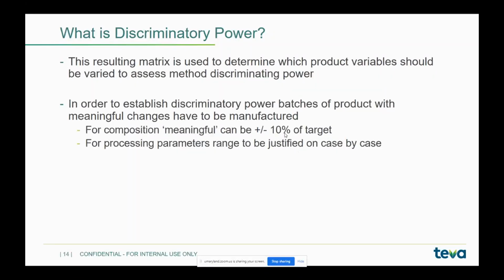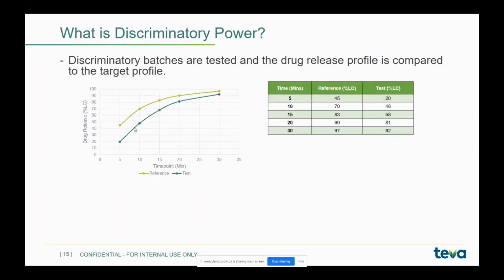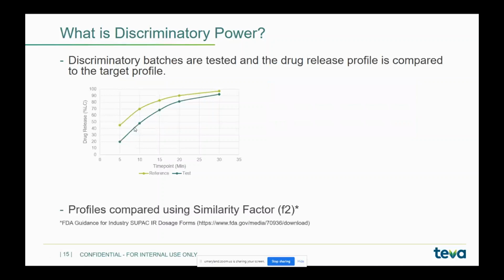So once we've drilled down into that and manufactured batches that we would expect to be suitably discriminating, we can start to test them. This is an example of a product where we changed the viscosity modifier in the fill. As mentioned in a couple of presentations already, this similarity factor model-independent test is used quite a lot just to compare the profiles.